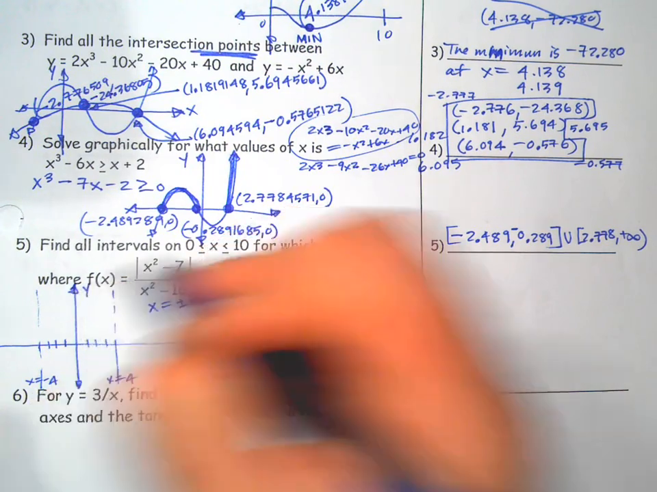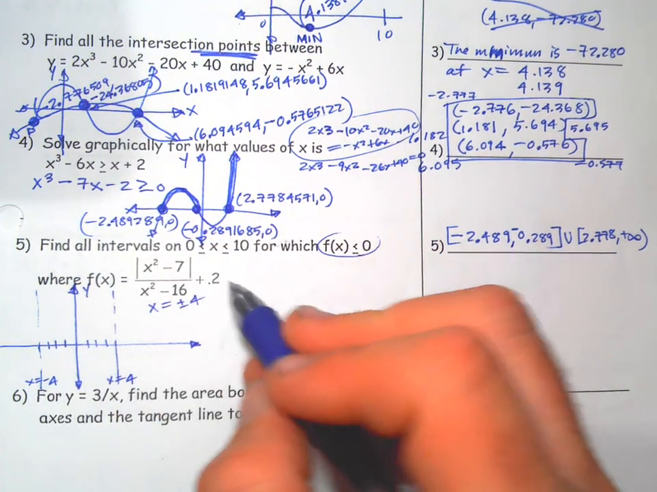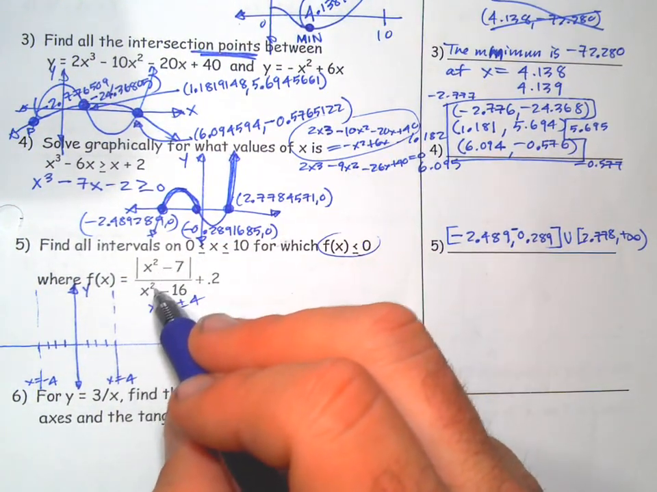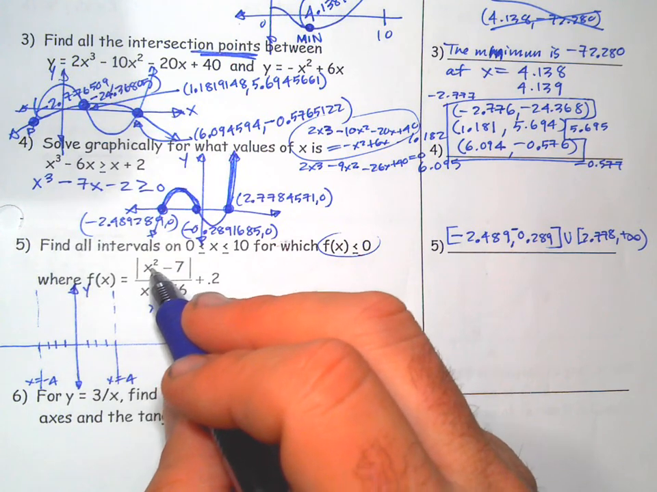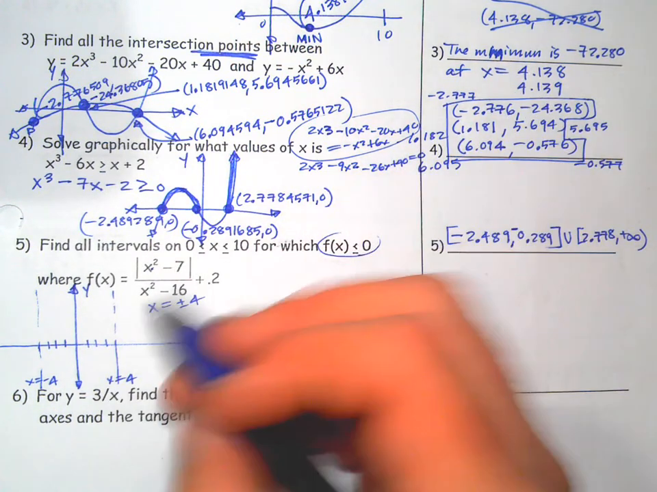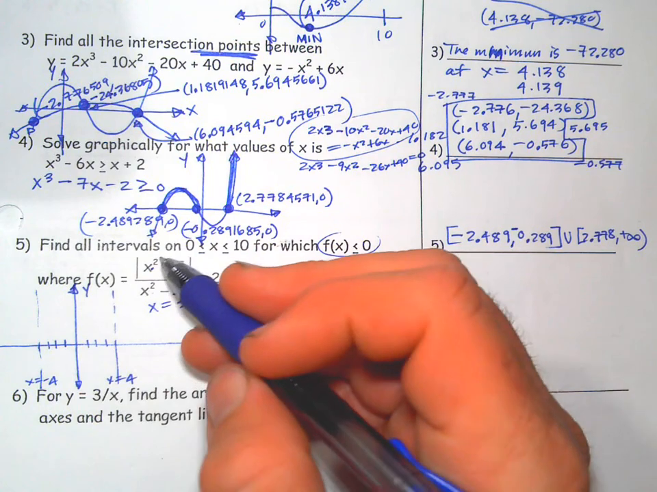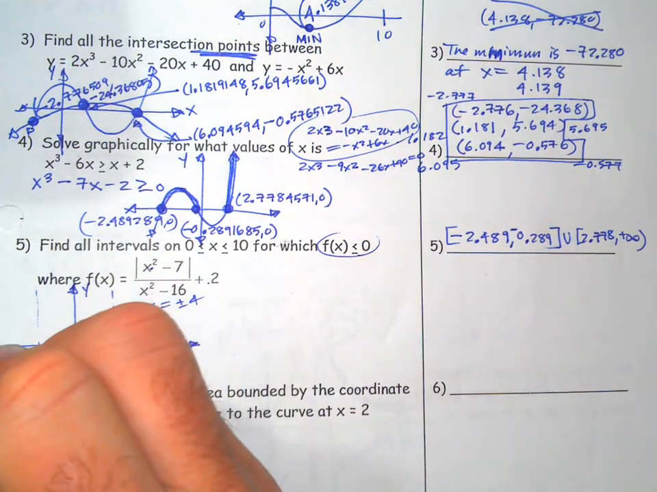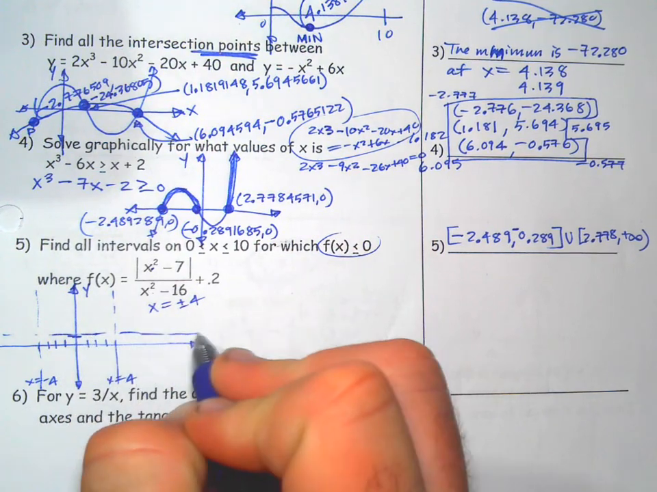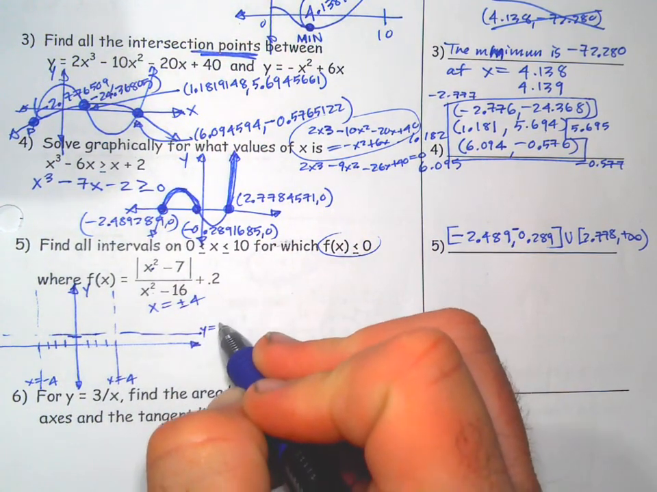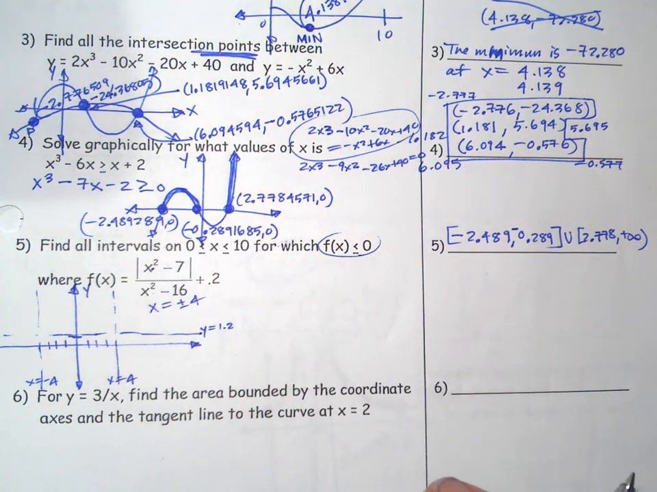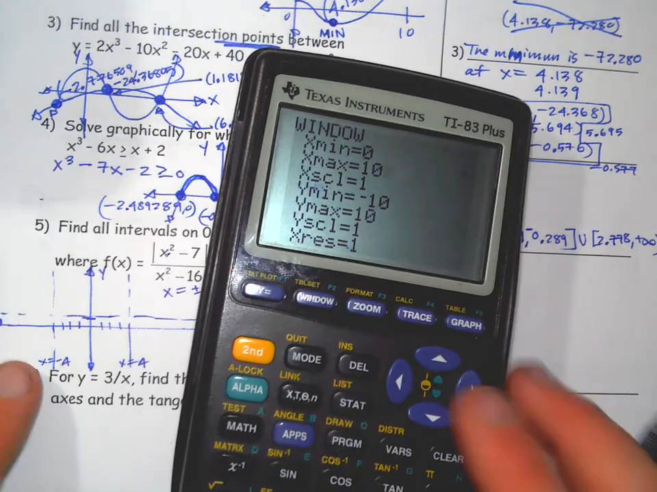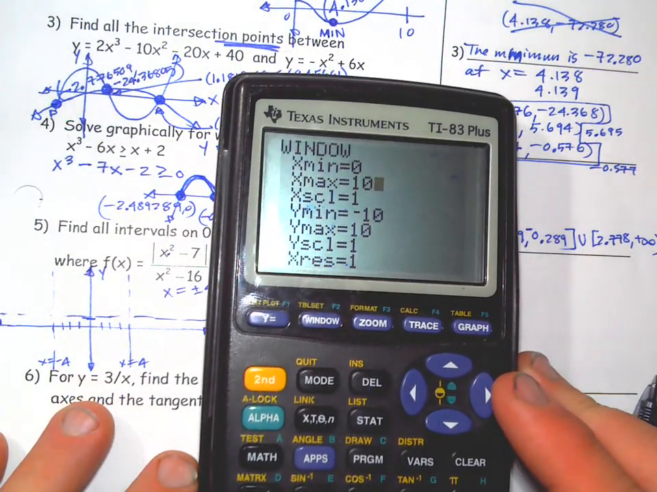And as x gets really big, this goes to 1. A million squared minus 7 is like a million squared. A million squared minus 16 is like a million squared. A million squared over a million squared is pretty much 1, plus that. So there's a horizontal asymptote, y equals 1.2. That's a good start. So when we graph this, we just start with this.